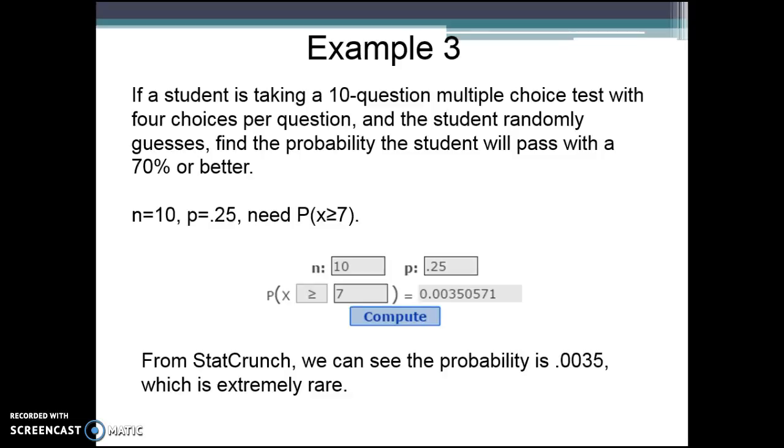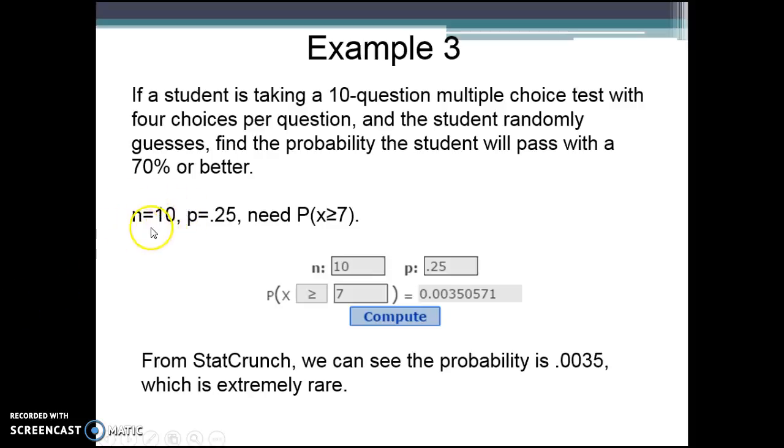A third example, this is a new one. If you're taking a 10-question multiple choice test, and there are 4 choices per question, A through D, and suppose it's written in some language you've never heard of before, and all you can do is randomly guess. What's the probability that you'd pass with a C or better? Well, a C would be 70%, so you need 7 questions to pass with a C or better.